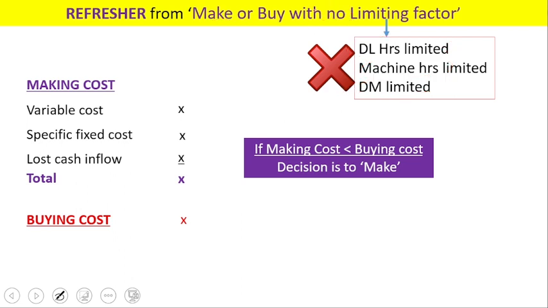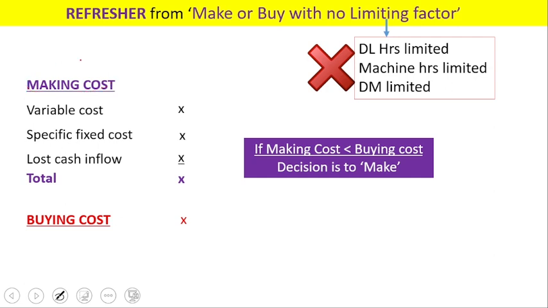So what should you do? You have to just compare the making cost with the buying cost. And if the making cost is less than the buying cost, then making becomes cheaper, right? So the decision will be to make. And the making cost comprises of the variable cost of making the product, the specific fixed cost, and any lost cash inflow. What do you mean by lost cash inflow? That is just because of our decision to make, we are losing certain cash. So that is also relevant in this case. So that should also be included under making cost.